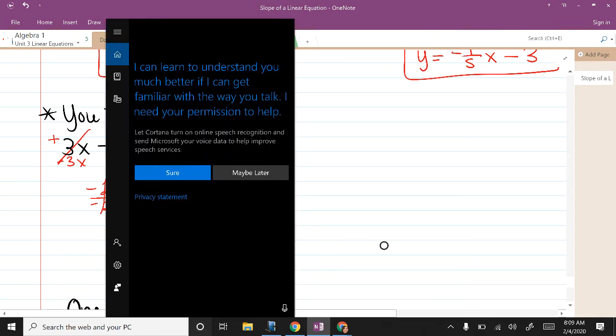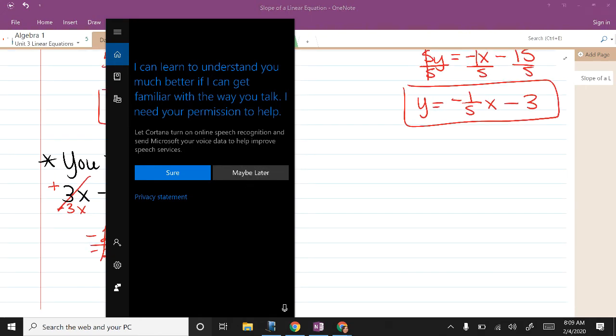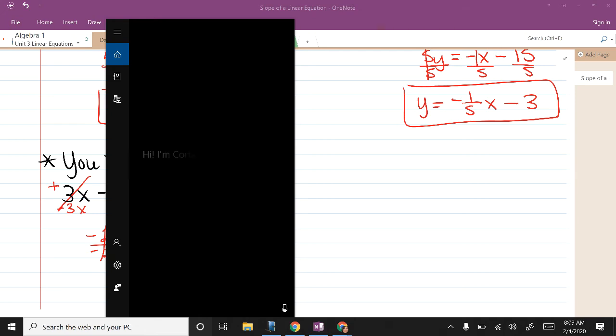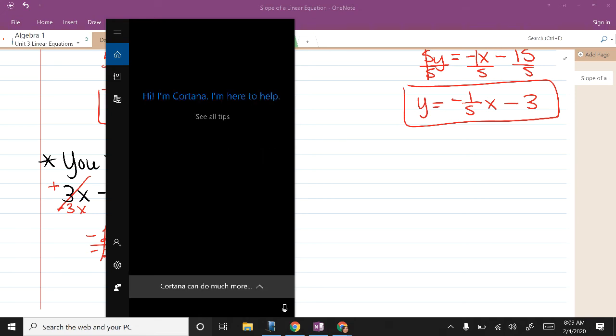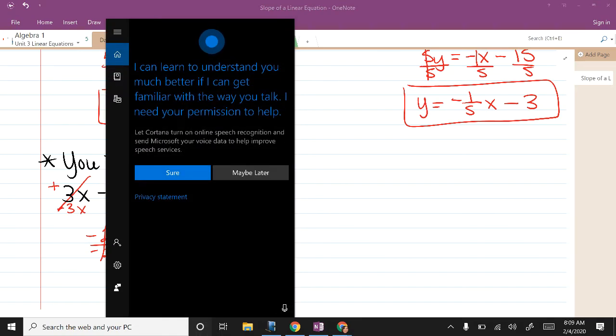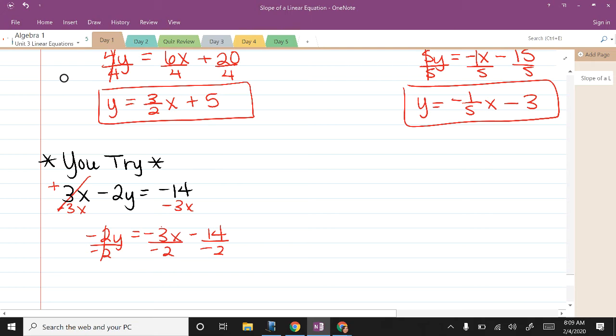Not necessarily positive. Go away. Maybe later. What? How does this thing go away? Got it. I don't care about you, Cortana. This is like the Siri of this computer, and I don't know how to shut her up. I'm trying to tap. Go home. Go somewhere. Where's she at? Go away. Okay. Jeez. I feel sorry for people watching this video. Sorry, guys.